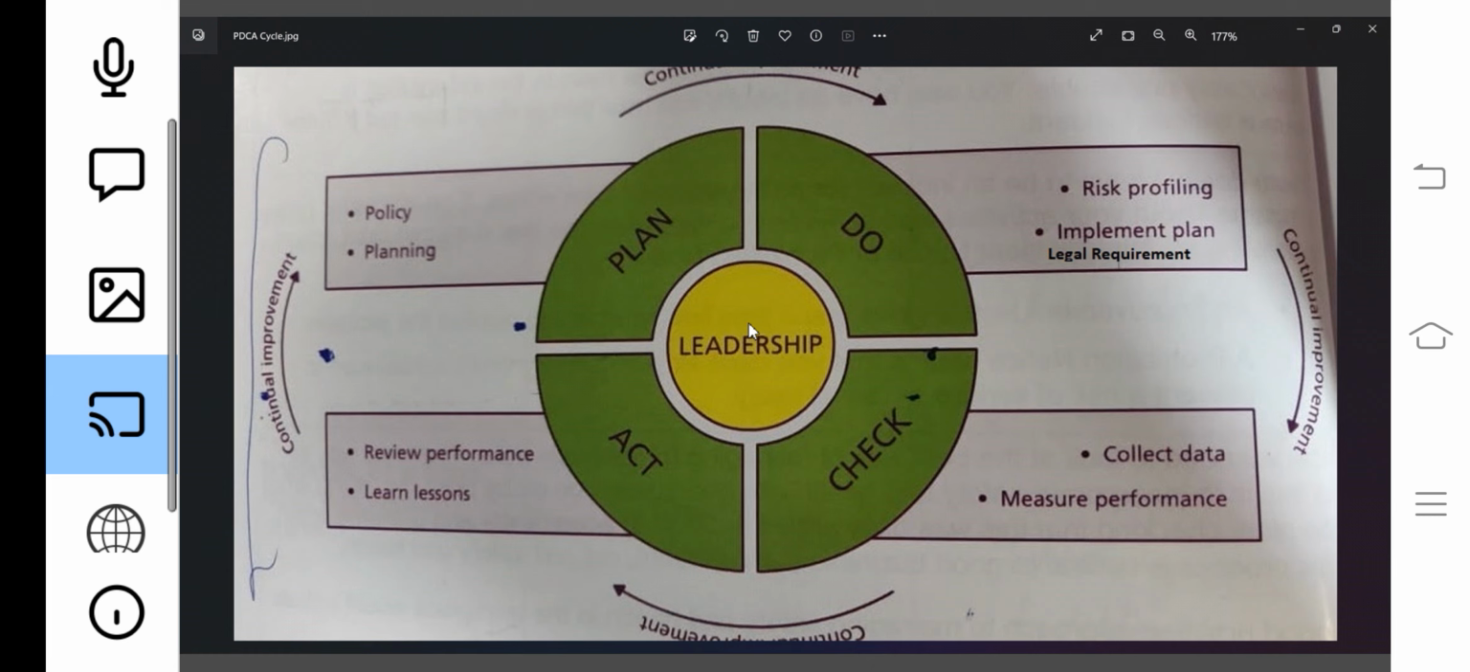Top management, like a director, CEO, managers, they are the top management. They have the resource to implement, develop, maintain and review the health and safety management system. Okay? Now tell me, understood this? So these are the responsibility, you can say, or role of top management.